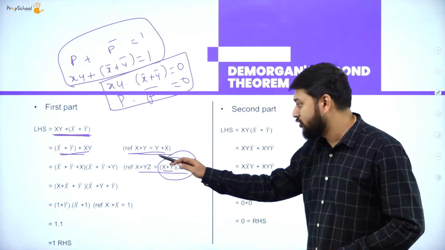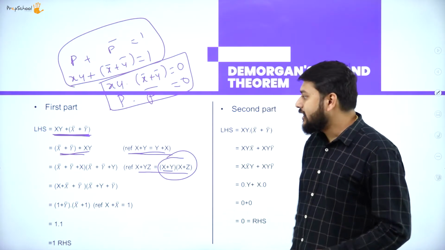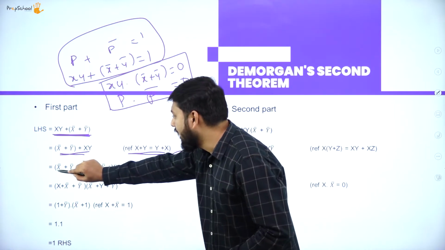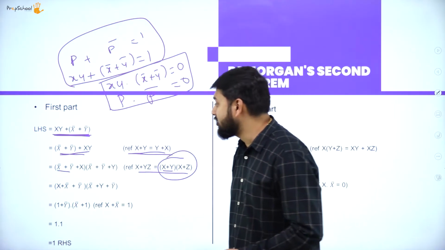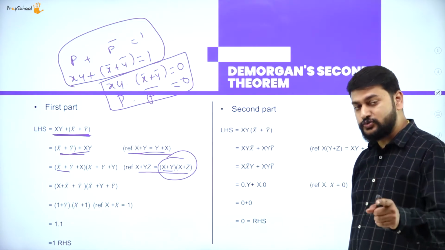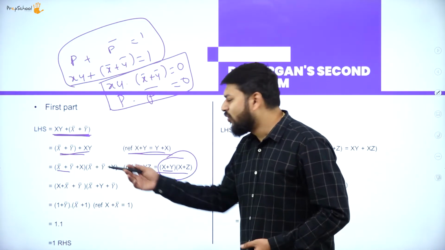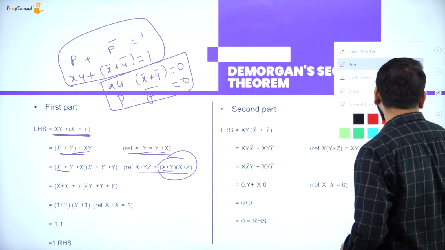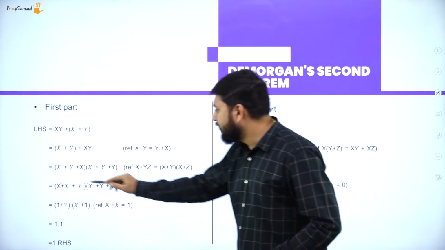Based on this, we are trying to simplify this. All right, so what is it that we are trying to do here? Please observe here: x' plus y' plus x. All right, x' plus y' plus x. How exactly are you writing it? Let me show you this. All right, how exactly are you writing this?